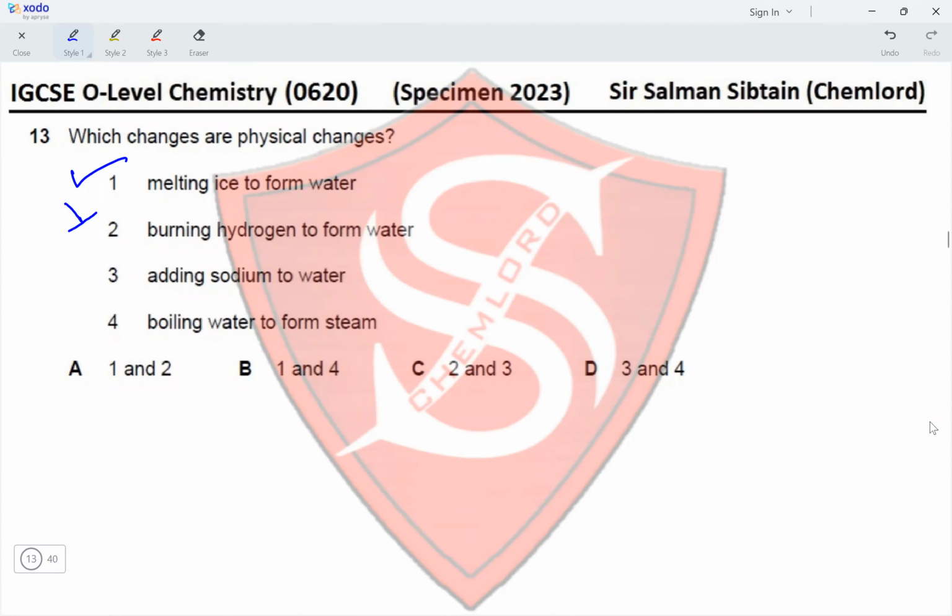Adding sodium to water. When sodium is added to water, it reacts with it, producing sodium hydroxide and hydrogen gas. This is a chemical change, not a physical change. And boiling water to form steam is physical because we have a change of state from liquid to gas. So since changes 1 and 4 are correct, this makes option B the correct option for this question.